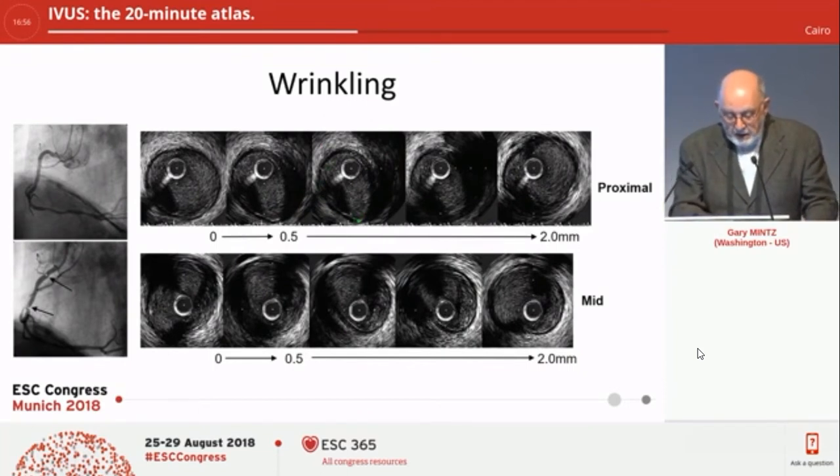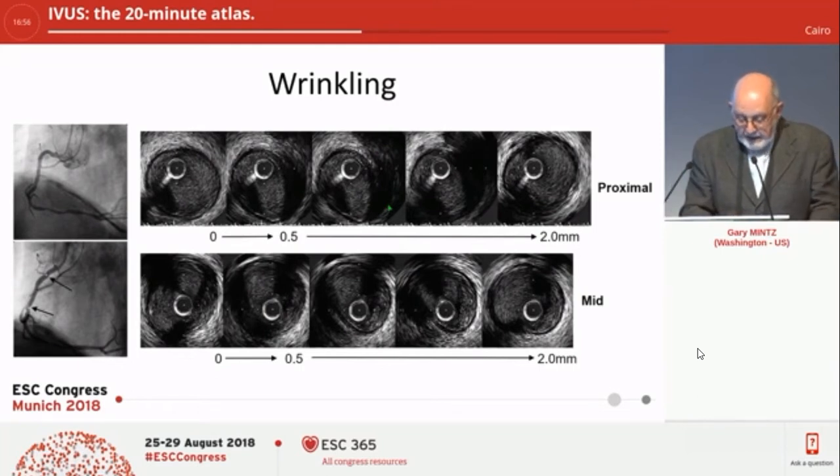So one of these is on one side of the fold, the other is on the other side of the fold, and you don't penetrate into the EEM itself. And again, in the mid wrinkle, again, you can't trace all the way around. You can see the EEM at one side of the fold, the EEM at the other side of the fold, and you don't penetrate into it as well.